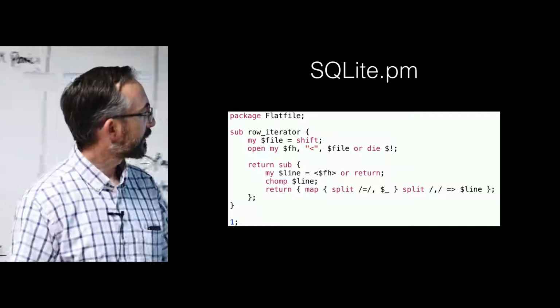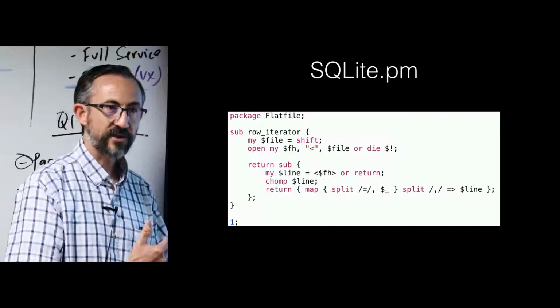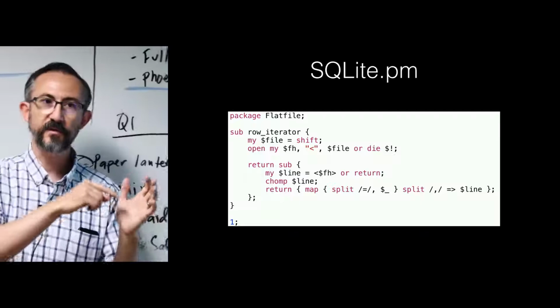But it's very simple. And so this subroutine, when invoked, will get the next line, parse it, and return a hash reference, just like the database row iterator. It returns the same kind of thing, which is a little hash reference with the ID and the name and the email address.